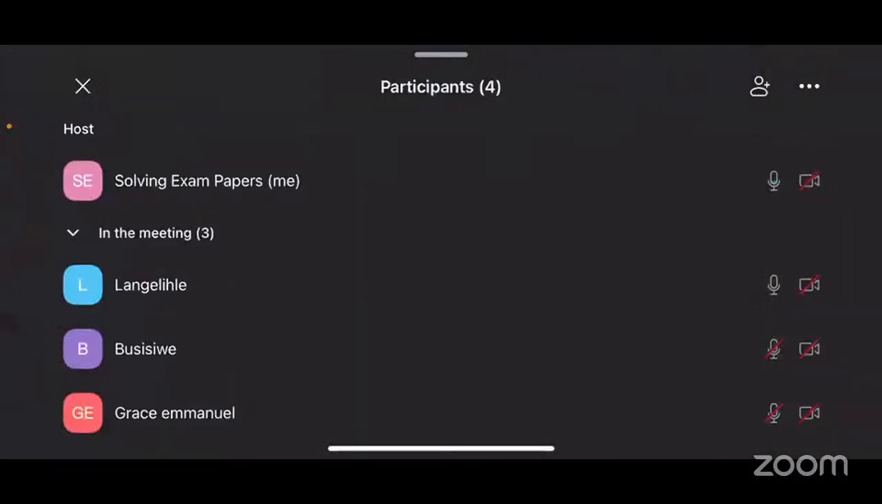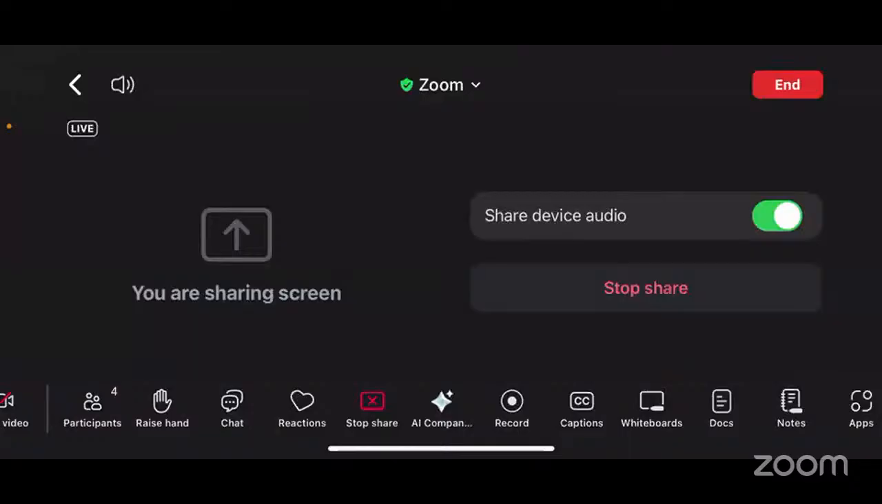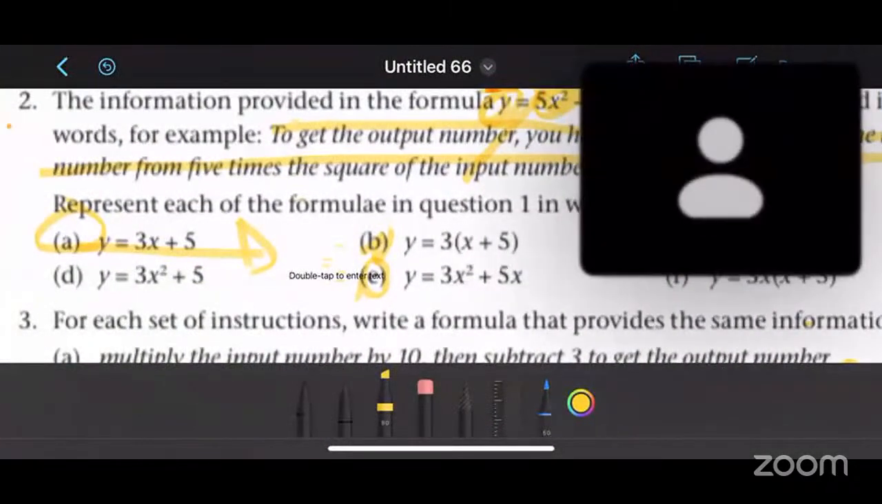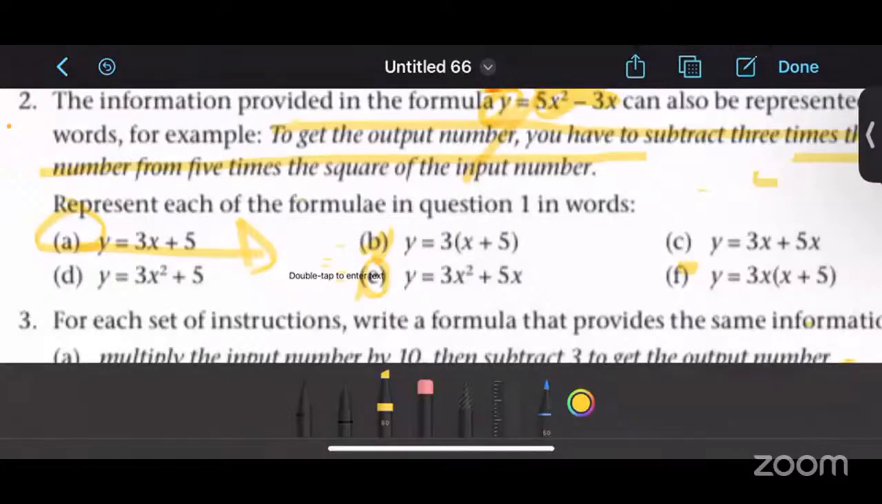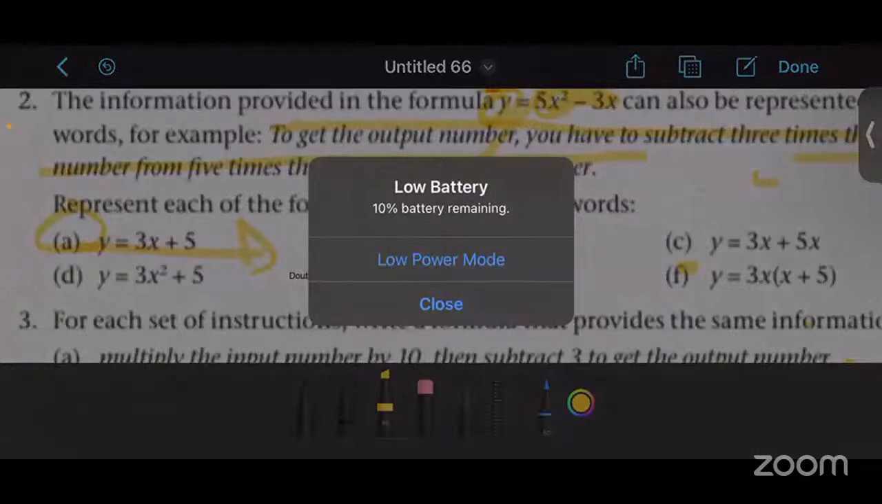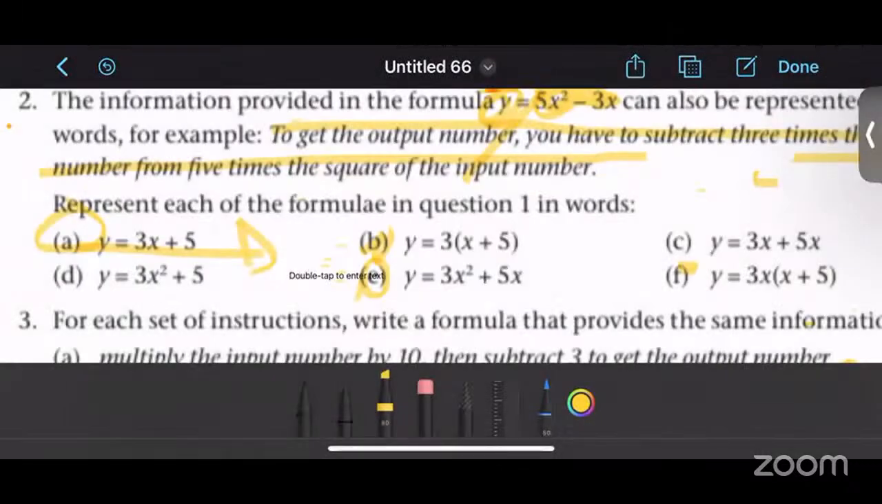Oh, Busi is here. Let's see. Busi, you're back. Do F. Oh no, what's happening? Busi, are you there? Yes, ma'am. To get the output, you have to multiply the input number plus, add it to 5 to... Can you start again? I didn't hear what you said.